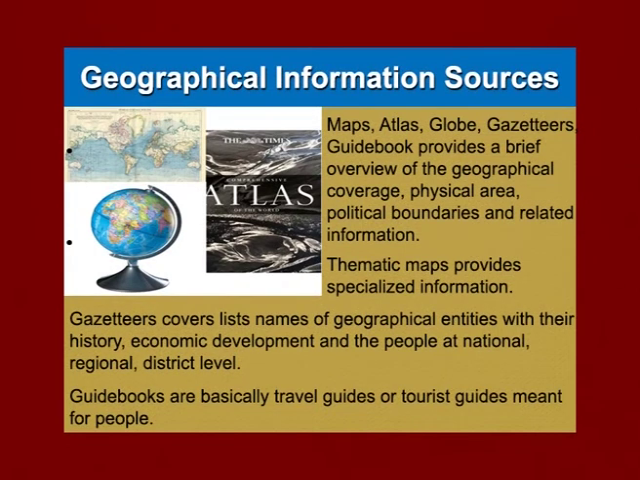Geographical information sources like maps, atlas, and globe we are all aware of, but there are certain other reference sources in this category, like thematic maps and GIS maps, which provide you specialized information. Gazetteers cover lists of names of geographical entities with their history, economic background and the people at different levels in that particular country. Guidebooks are also in this category, which basically is a helping tool for tourists who want to visit maybe Delhi or so many other places.